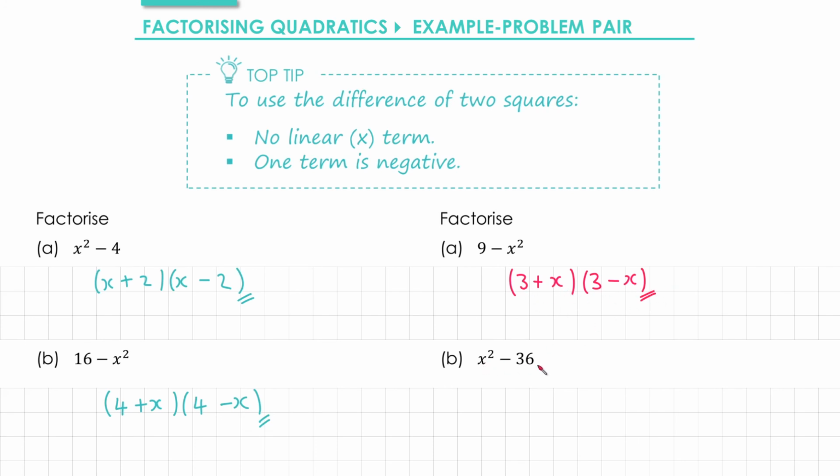Part B, x squared minus 36. We'll need an x and an x to get us the x squared bit. And then to get minus 36, we want plus 6 and minus 6. X times x is x squared, 6 times minus 6 is minus 36, and then the other parts cancel, 6 times x and x times minus 6.